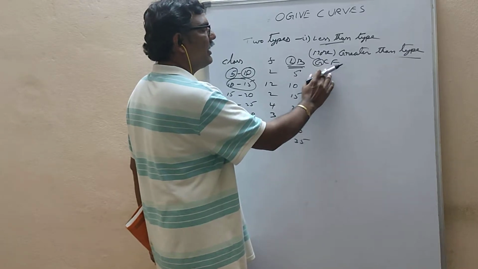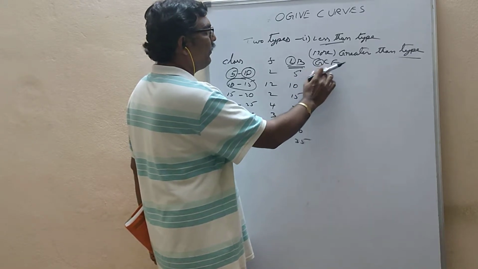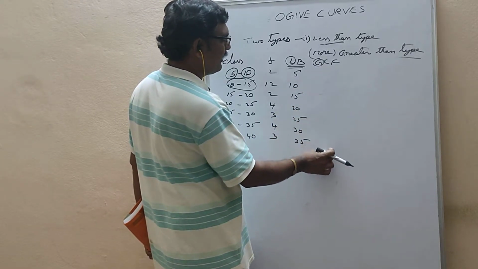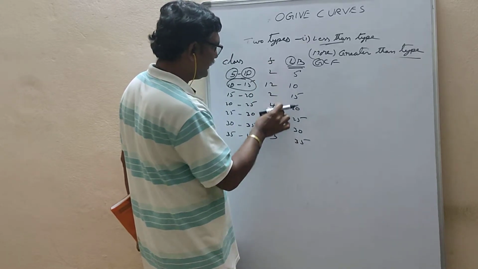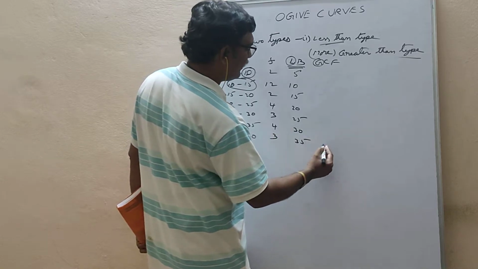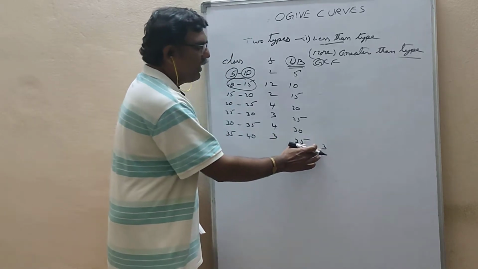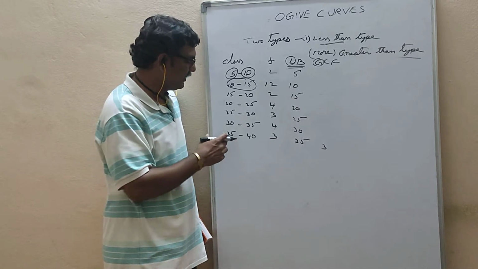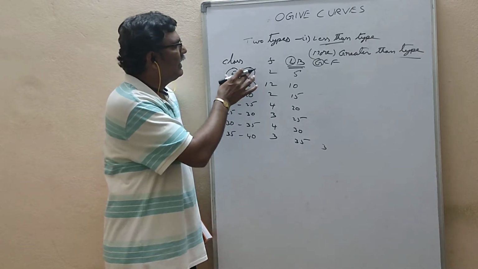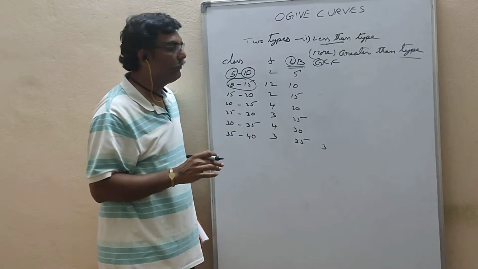GCF we already did in 9th class. To find GCF, you have to write some numbers here. You have to start from down onwards. In frequency, the last one is 3 here. You should write 3. Why do you have to write 3? Just now I will explain to you. First I will explain what class and frequency are.